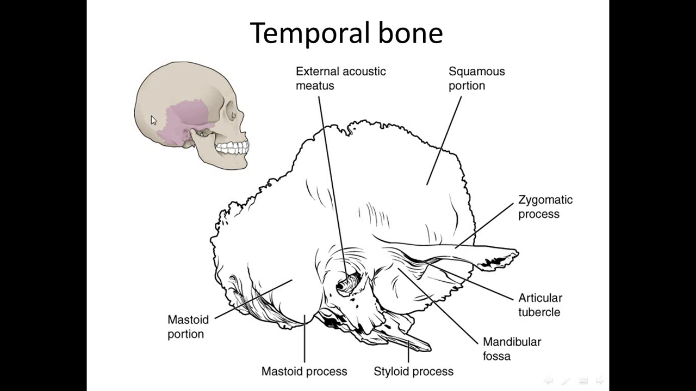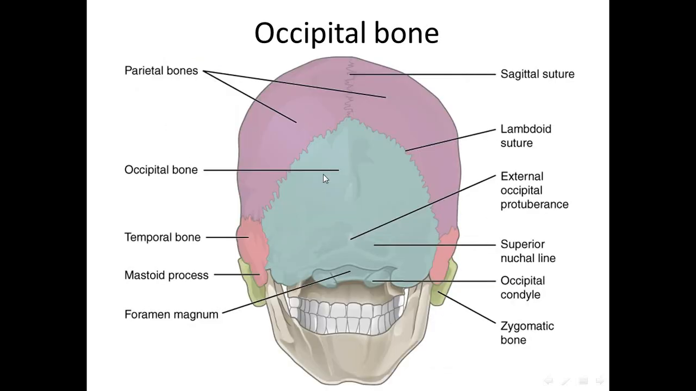This is how temporal bone looks within the skull. This is the location of temporal bone on the side of the skull. This is the occipital bone here. This is its location.